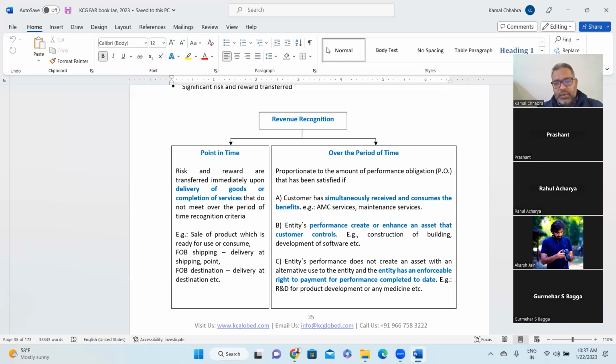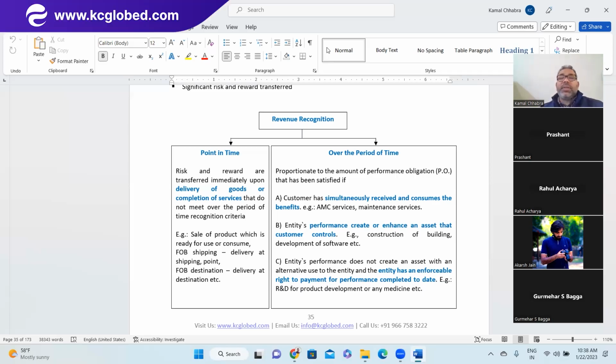In that scenario, there is no alternate use. The research they are doing is specifically and dedicatedly for our product. It has no other use. Rahul, Akash, and Gurmeher cannot sell that research to any other person in the world, right? So in that scenario, Rahul, Akash, and Gurmeher's company can recognize the revenue over a period of time.